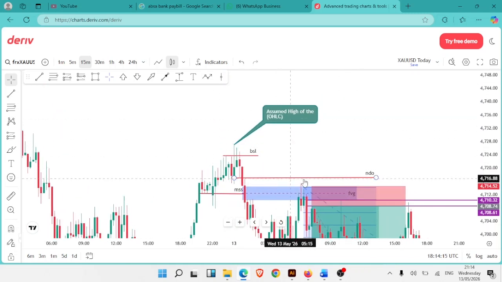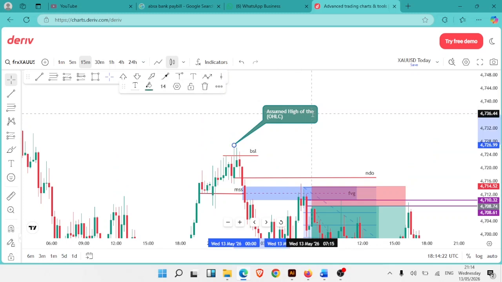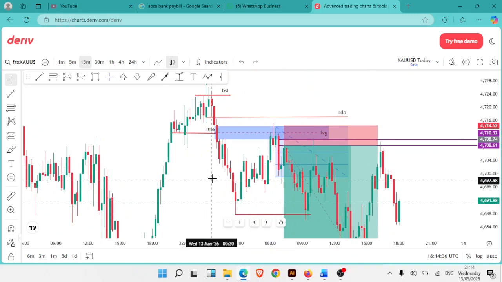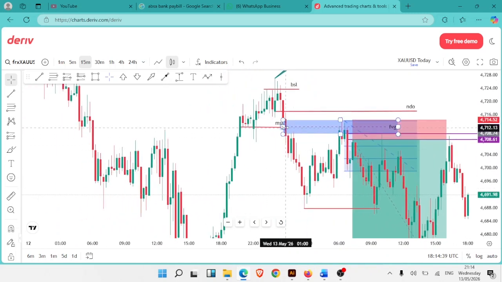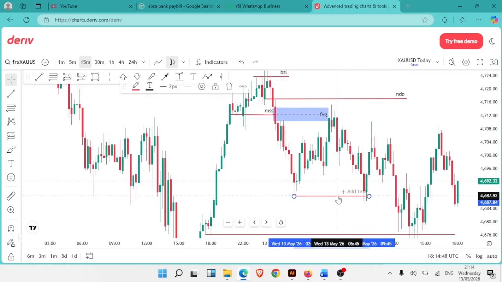So this was the opening price around here, the information of the high of the day. So this becomes the assumed high of the day. Once we had that as a confirmation for the bearish bias for the day, we have a market structure shift, and then we marked this fair value gap here. You can see this fair value gap. I think I can remove everything else so that we can just start off fresh as we continue.